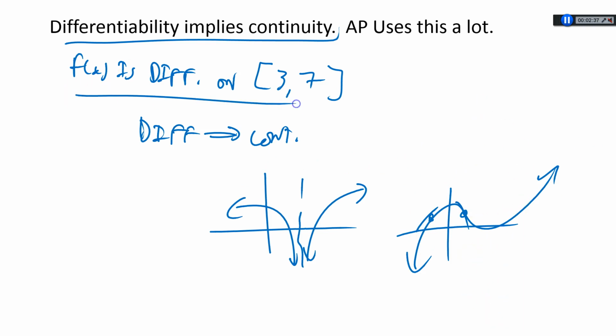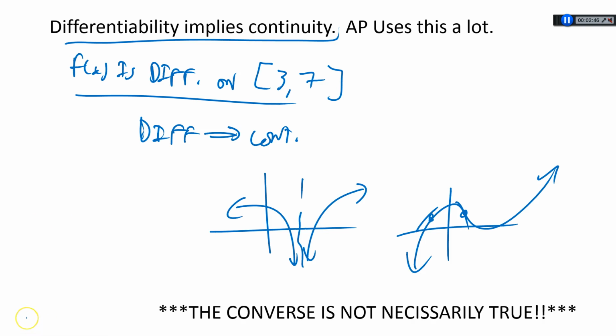So this is what AP usually does: they say f of x is differentiable on this interval, and then you have to use the fact that it's continuous to talk about extreme values and whatnot. The converse is not necessarily true. It is possible to be continuous but not differentiable, like if you had a corner. So just be careful when you're talking about whether things are continuous or differentiable. They're not interchangeable. Differentiability is the stronger case, because that means it also has tangent lines everywhere.